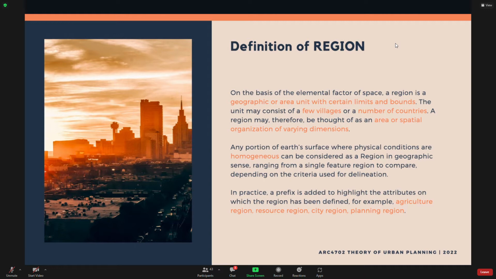So that is region. When they decided to set up these economic and development regions in Sabah, Sarawak, and Iskandar Malaysia in the south of Malaysia, we need to understand what a region is, what regional means. On the basis of the elemental factor of space, a region is a geographic or area unit with certain limits and bounds. The unit may consist of a few villages. When we talk about a region, the space or limits are bigger than a state, an urban area, or a town. Regional, like I said, the Northern Corridor, consists of a few states.